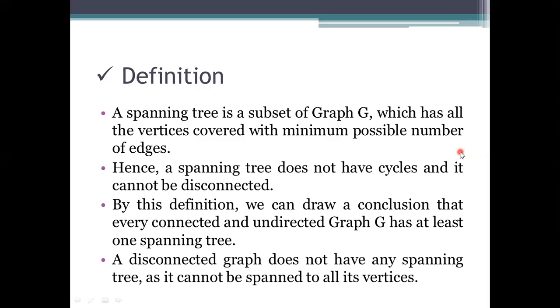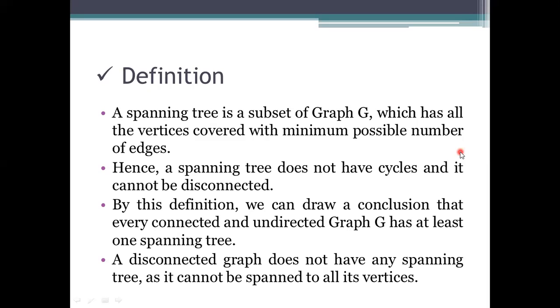Now, while considering all these things, how are we going to get a subset graph? It means a graph which has all the vertices, but not all the edges. It must cover the minimum possible edges to reach all the vertices. Then that tree or graph notation will be specified as a spanning tree.